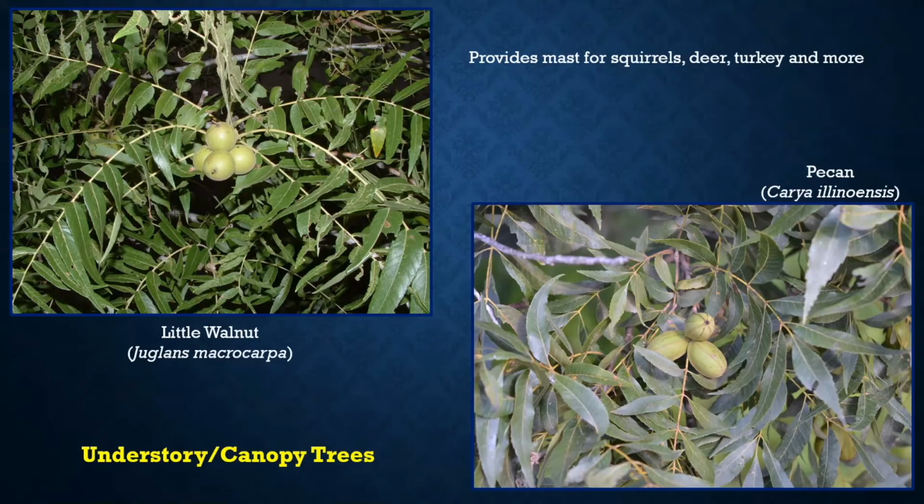Both of these trees have compound leaves. You can see they're fairly similar in terms of the looks of the leaves. The fruits obviously are different. The little walnut has a walnut fruit that is much smaller than the standard black walnut that you would find farther to the north. They're an important mast food for squirrels and deer and wild turkeys and a variety of other wildlife as well.